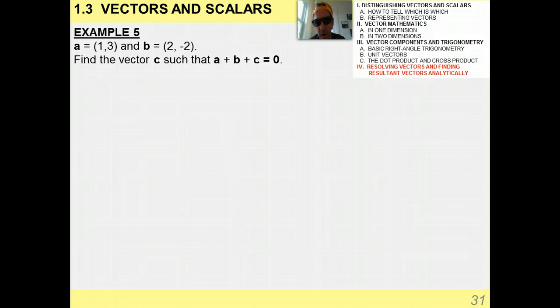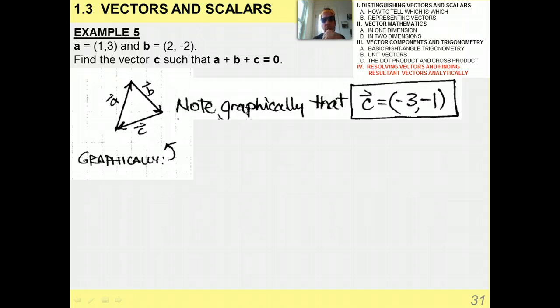Well, this seems like a hard problem. You should have spent some time working this problem before you look at my solution. Here's your last chance. You can pause the video. Well, I assume that you did it. Now, note graphically that C equals negative 3i hat, negative 1j hat. So graphically, this is what's going on here. A is (1, 3), B is (2, -2).